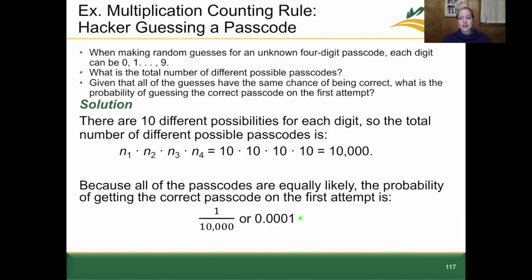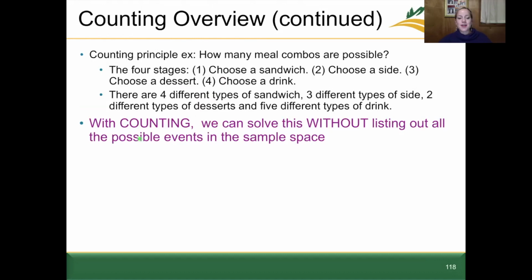0.0001. Now that we're more comfortable with this multiplication counting rule, let's go back and look at that fast food problem that we looked at initially. So now with our multiplication counting rule, we can solve this. To refresh you on this, we have 4 different stages: the sandwich, the side, the dessert, and the drink. For each of those stages, we have different amounts of possibilities. For example, for the sandwich stage, we have 4 different types of sandwiches. For the side stage, we have 3 different types of sides.